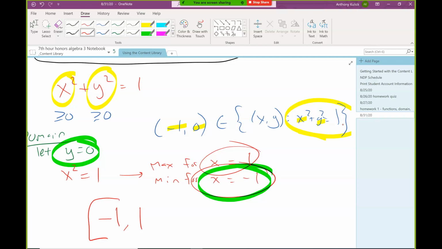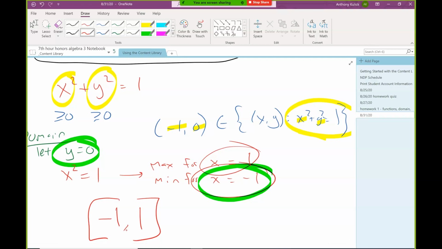Okay. And if I do the same thing then with the point (1, 0), that would also be a member of my relation or my function. It's not a function in this case because it's a circle, but it'd be a member of the relation. Are you happy with what we did there, Ava? Yeah, thank you. You're welcome.